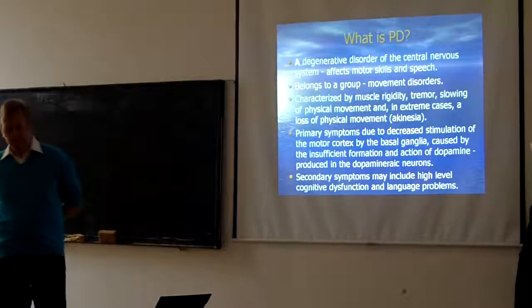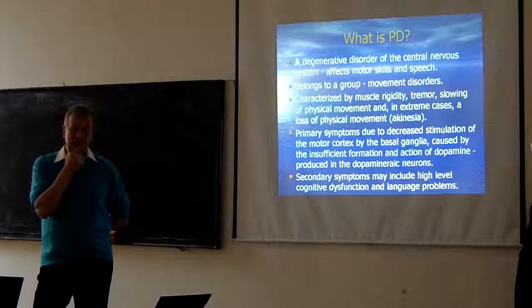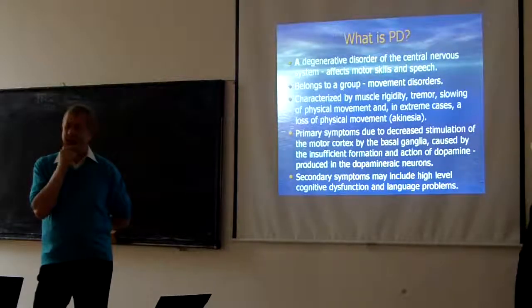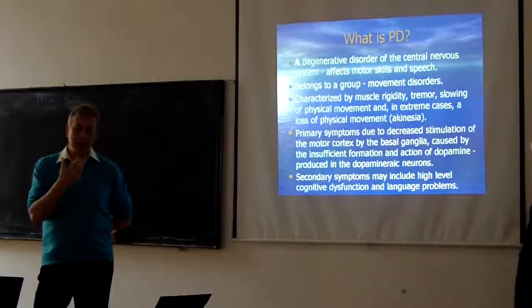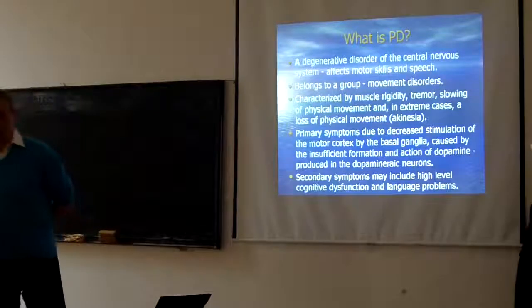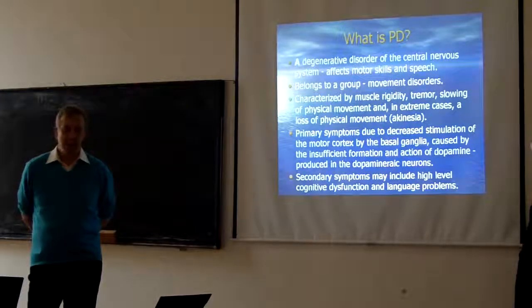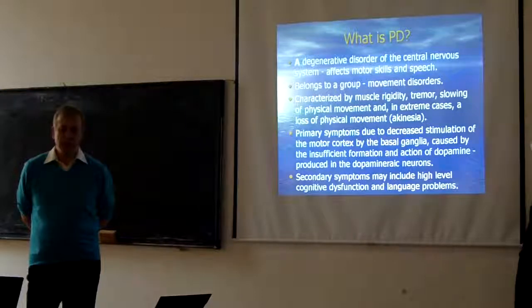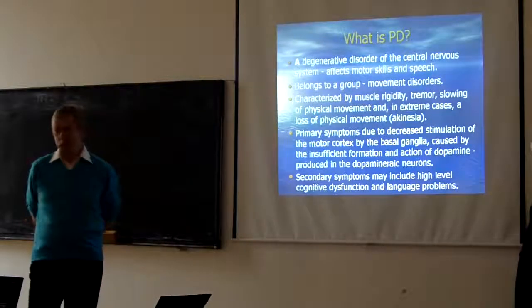What is it? Parkinson's disease is a degenerative disorder, so it tends to get worse. In different people, it can get worse a lot more quickly. Other people it takes a longer period of time. It comes under a group generally described as movement disorders, but there is a lot more to it than that. Movement is one of the aspects.